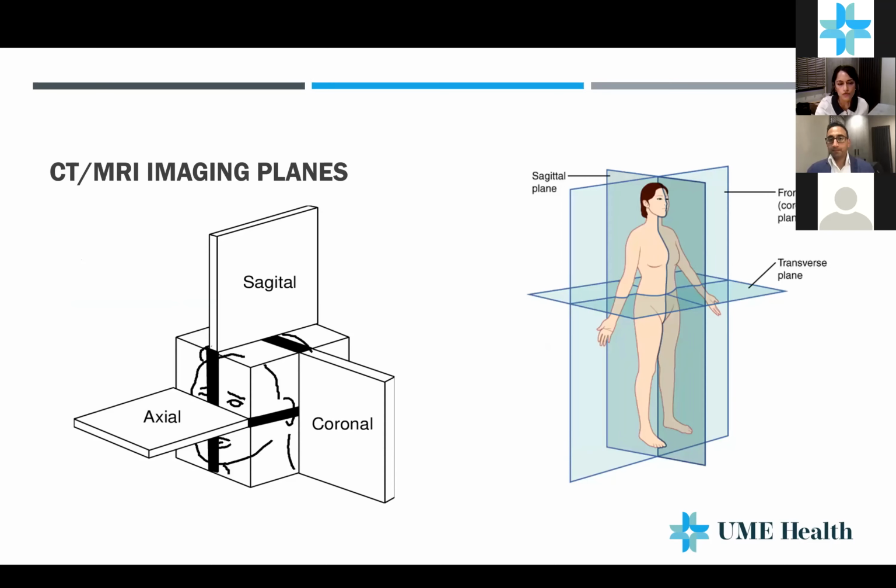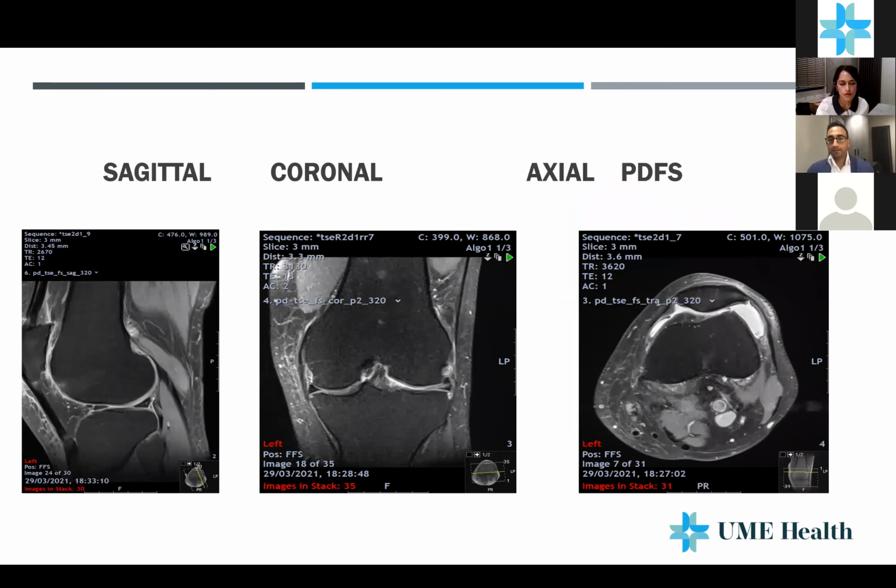Just a review of the imaging terms that you may see in a report for your patients. Axial is transverse section, coronal is going through the patient from front to back, and sagittal is going from side to side. And this is a real image, slices through a knee. So these are sagittal on the left, coronal in the middle, and axial on the right.